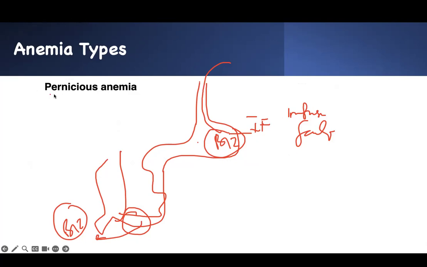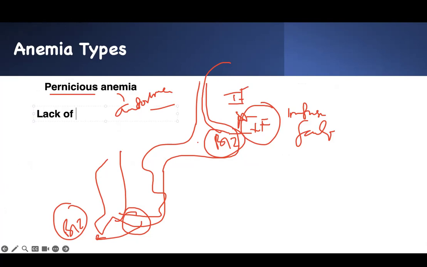What is the problem? In pernicious anemia, this is an autoimmune disease. So they make antibodies that destroy intrinsic factor, the IF. So they don't have IF. So there's no IF to bind to B12. Therefore, you cannot absorb B12. This is the pathophysiology of pernicious anemia. Lack of intrinsic factor, so you cannot absorb vitamin B12, and then you have this anemia associated with that.